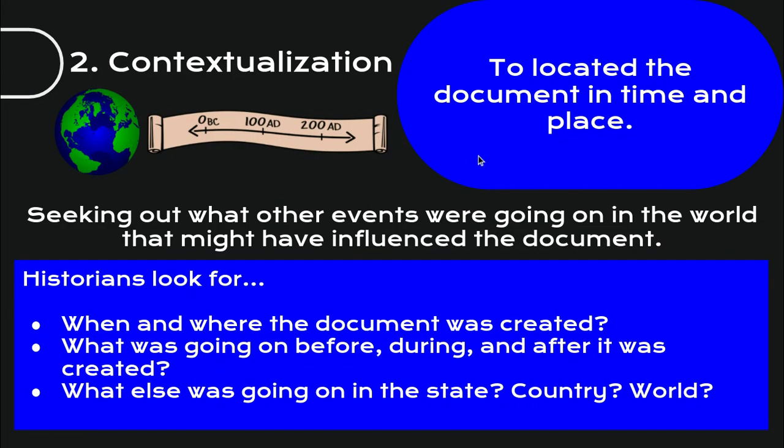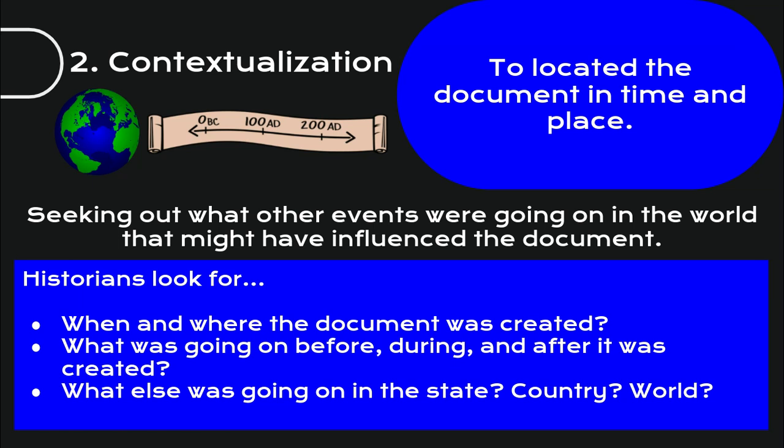So step 2. We're talking about the Indian removal, and we looked at Andrew Jackson's message. We looked at the title and the author and so on. So step 2 is looking at the context. Context is to locate the document in the time and place it was created.